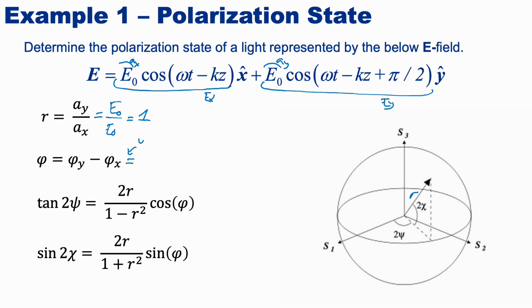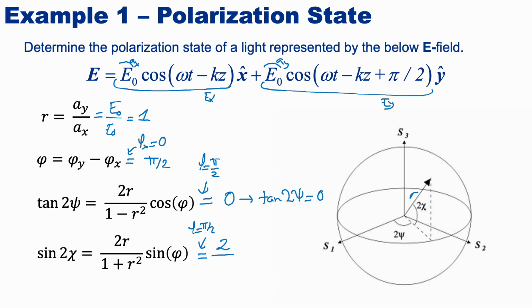The phase of the X component is 0, so the phase difference is going to be half of pi. So when we put here that the phase difference is 90 degrees, the cosine is going to be 0. That defines our tangent of 2 psi, which is going to be 0. So that means that our sine is equal to 0. And then again, when we put our phase difference, pi over 2, sine of 90 is 1, and here we have 2 over 2, so that's going to be 1. So the angle chi is going to be 90 degrees.